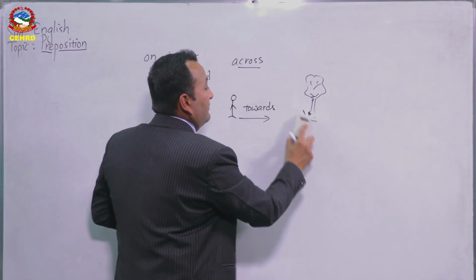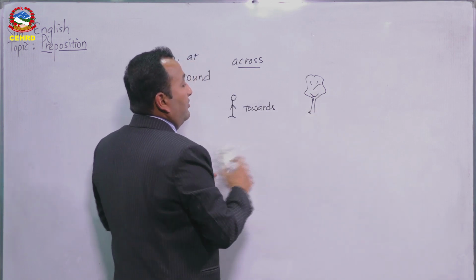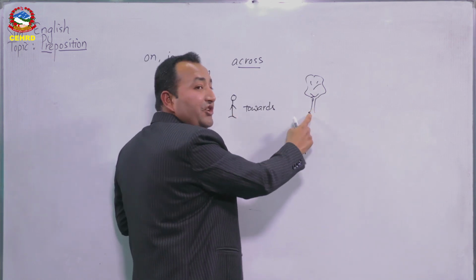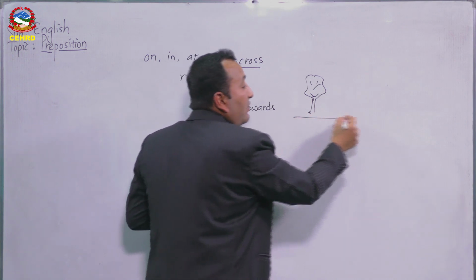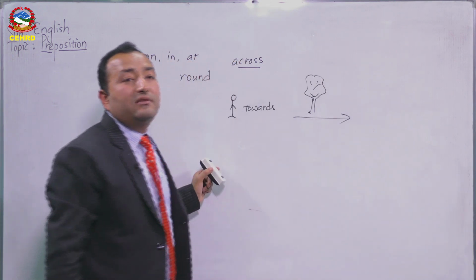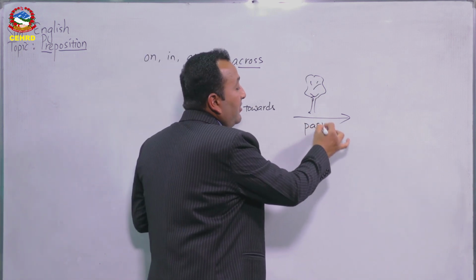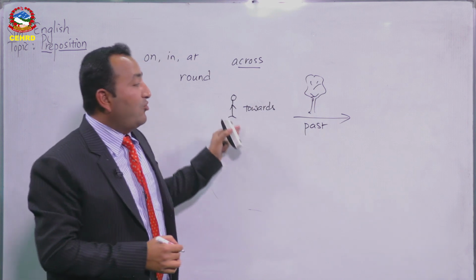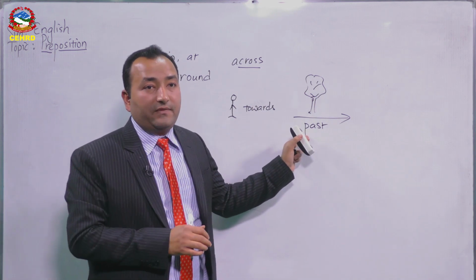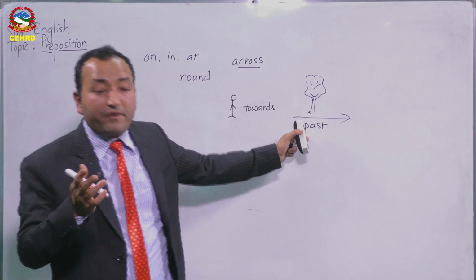And suppose the boy came here, did not stop here, just went straight. This time, what preposition do you use? We use past. The boy went past the tree. So, this is how we use different prepositions.